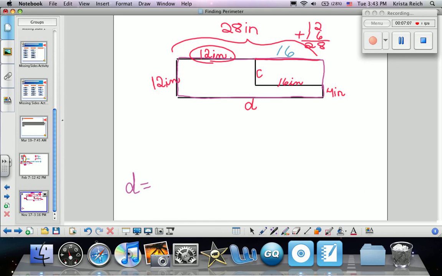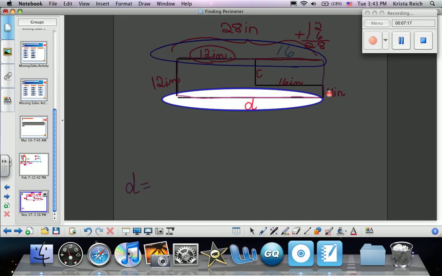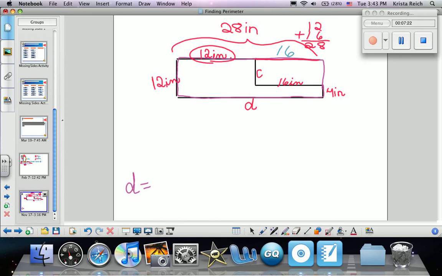Now, if this is 28 inches, then this line must also be 28 inches. So D is equal to 28 inches. You look for those corresponding parts. Look for those corresponding parts. All right, I'm going to erase this to make it easier to see.